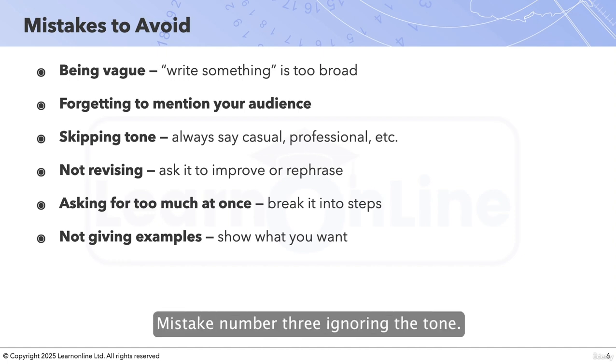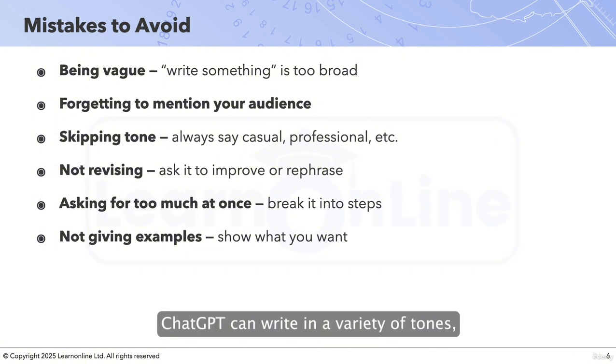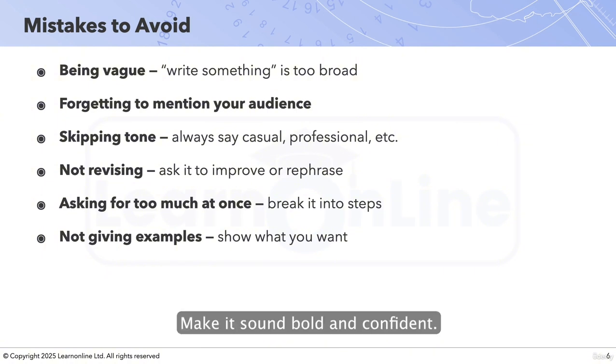Mistake number 3, ignoring the tone. Tone is everything. It shapes how your message sounds. ChatGPT can write in a variety of tones, but if you don't ask for one, it might default to formal or robotic. Add things like, use a casual tone with emojis. Make it sound bold and confident. Friendly, like talking to a friend. Professional and respectful. You'll immediately notice how much better the output feels.